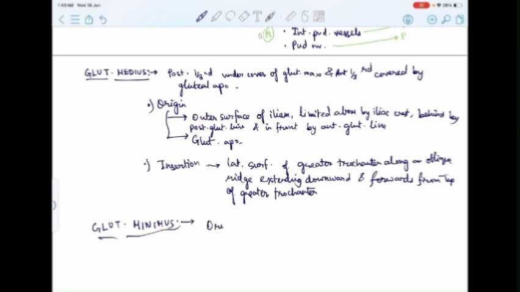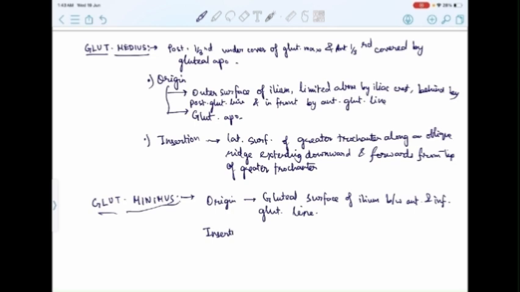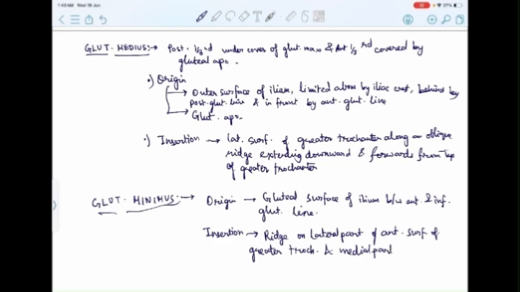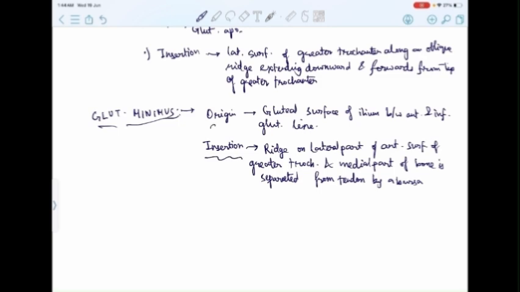So, origin: gluteal surface of ilium between anterior and inferior gluteal line. Insertion: ridge on lateral part of anterior surface of greater trochanter, and the medial part of the bone is separated from the tendon of this muscle by a bursa. The bursa is present everywhere, very irritating. Where is a bursa not present?